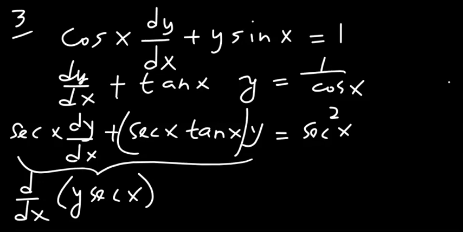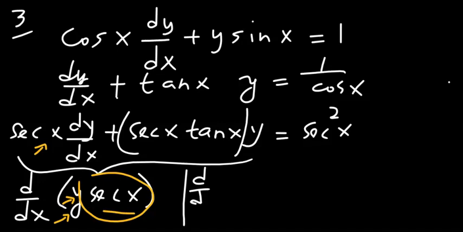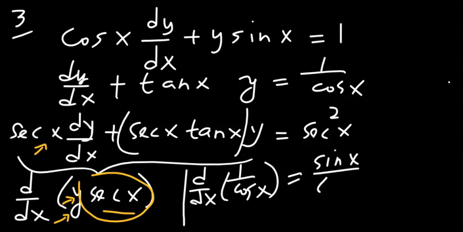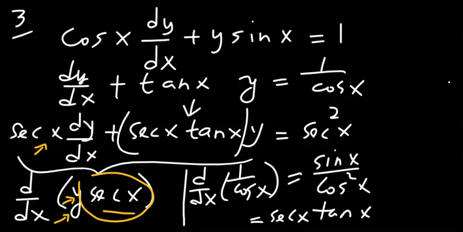Using product rule, dy/dx times secant x will give you the first term, plus you differentiate secant x with respect to x times y. So what do you get when you differentiate secant x with respect to x? d/dx of secant x is d/dx of 1 over cosine x. Using quotient rule, that's going to give you sine x over cosine squared x, which is just secant x tangent x, the term in the bracket.